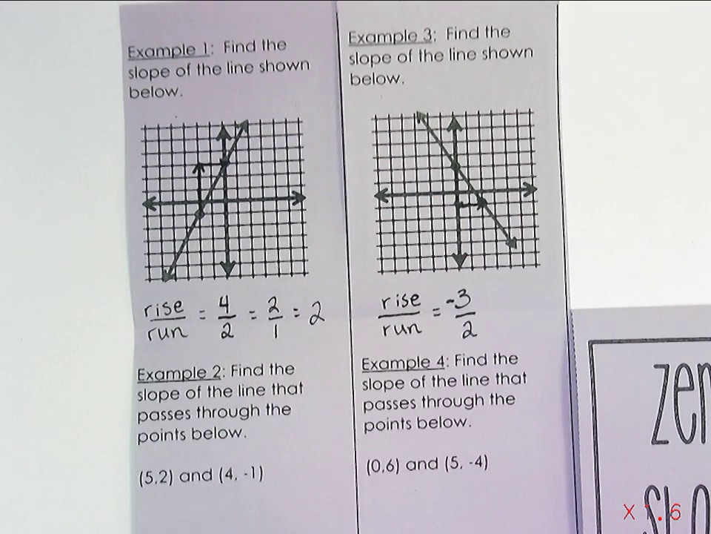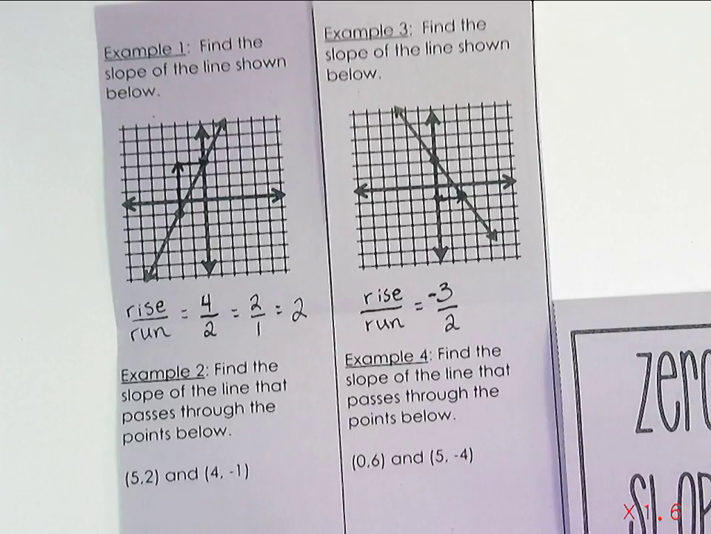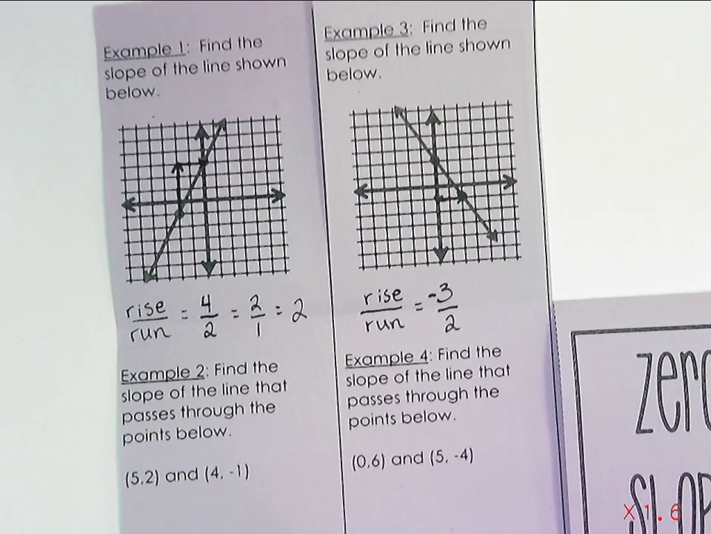The next thing we would check here is to see if this is reduced completely, and negative 3 over 2 is completely reduced. So that one we're finished with. Our slope of that line would be down 3, to the right 2.